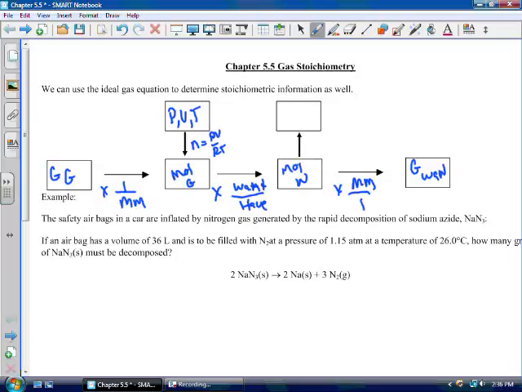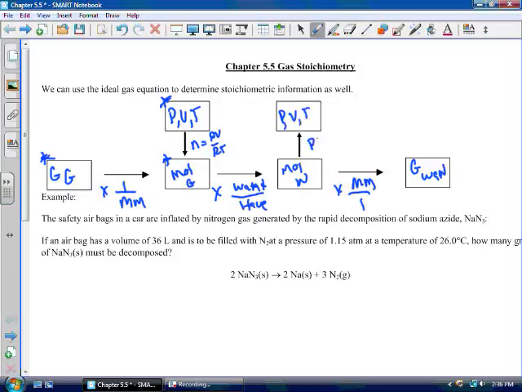So now I can start with grams given. If I have a mass of something, I can start there. I can start with moles given, or I can start with the pressure, volume, and temperature given. Important to note that you must be given all 3 variables to start with that box. We can also end with pressure, volume, and temperature.